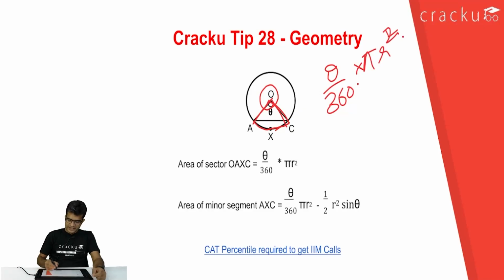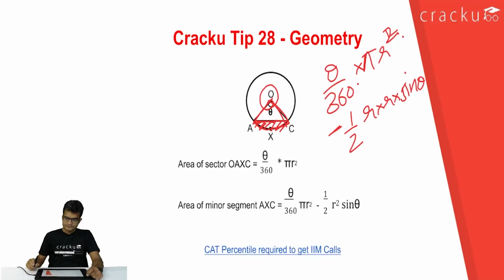To calculate the area of the minor segment, that is to calculate this area, we have to subtract the area of the triangle from the area of the sector. The area of the triangle is again using our earlier formula of half into a into b into sine c. This will be half into the radius r, so r into r into sine theta. So it is theta divided by 360 into pi r square minus r square by 2 into sine theta, which is the area of the triangle OAC. Then you are going to get the area of the minor segment. Let us now look at the next question.